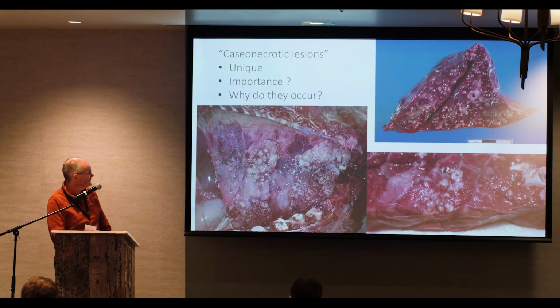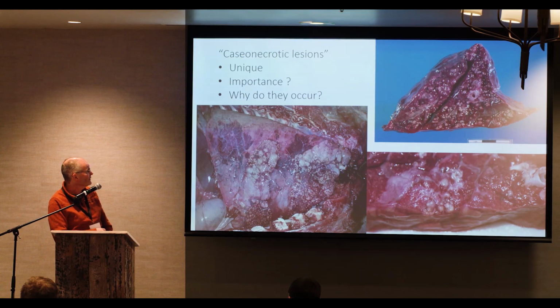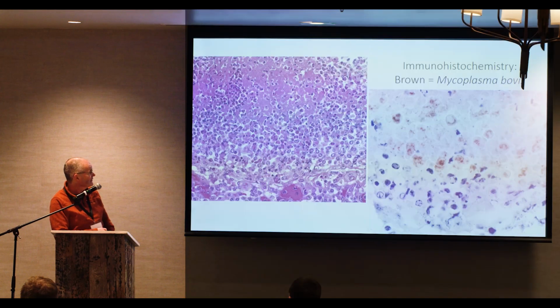For me then, these caseo-necrotic lesions, these nodular lesions, again, they're unique. They really don't happen with other causes of BRD. I think they're important because they shelter the bacterium. So antibiotics seem not to be able to get in there very effectively, and that presumably is one of the reasons that the infection persists, but we don't know why they occur, and that's something I'm, at the moment, trying to figure out.